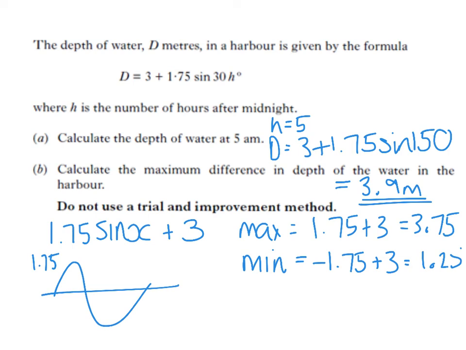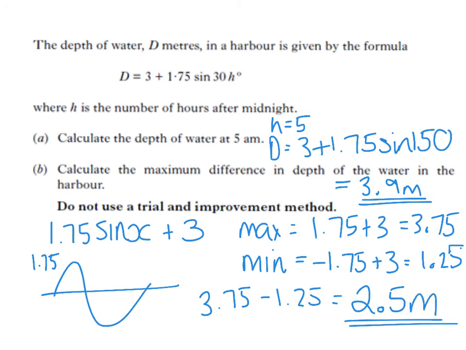So the maximum difference is the difference from top to bottom of those two depths. So the difference from 3.75 take away 1.25 is 2.5 metres. Now there was another way to do that. If the maximum of the graph was 1.75 and the minimum was negative 1.75, no matter which way I move this up or down, it's still going to be the same distance apart. So you could get the 2.5 from working out how far it is from 1.75 down to negative 1.75 as well, which gives you a 2.5 metre difference. Okay, so that's that one.